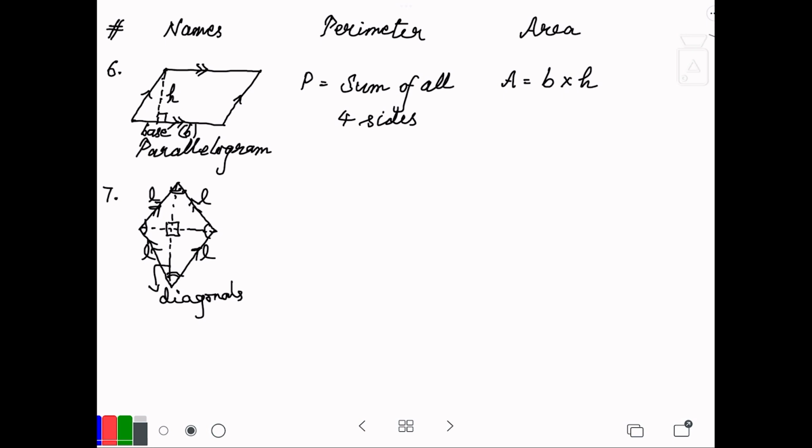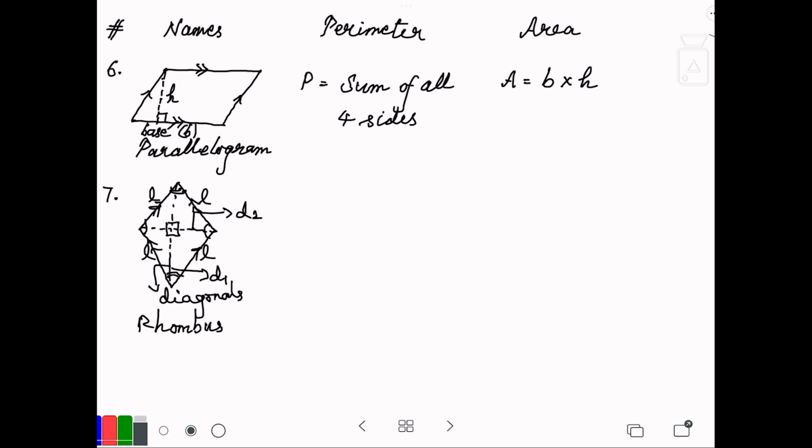If you call this diagonal 1, we can call this diagonal number 2. So the shape name is rhombus. So what is a rhombus? A rhombus is a four-sided figure in which all sides are equal. What makes the difference between this and a square, which is also a quadrilateral where all sides are equal? In a square, all the corner angles are 90 degrees, whereas in a rhombus, the corner angles are not 90 degrees, only opposite angles are equal.